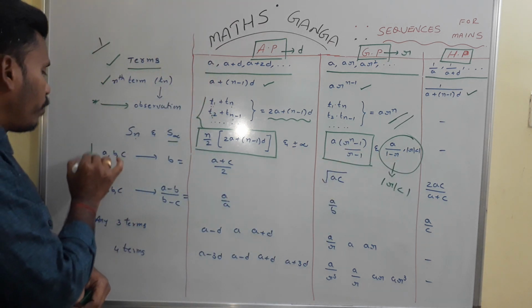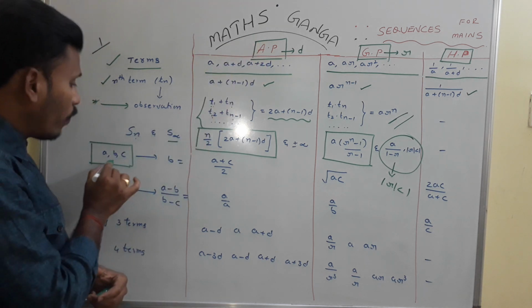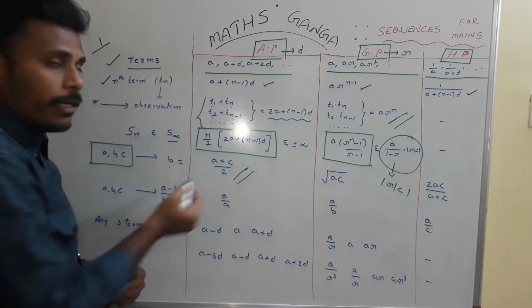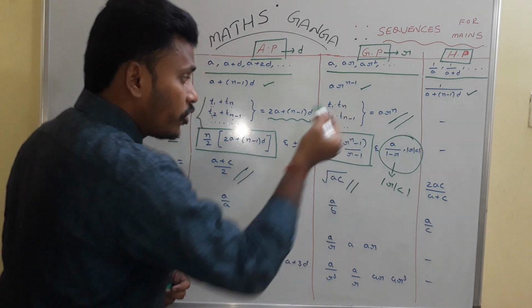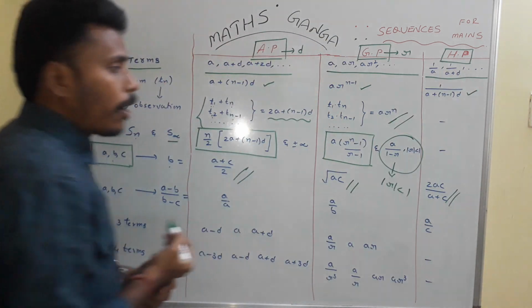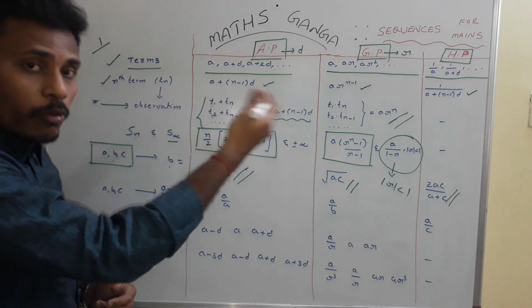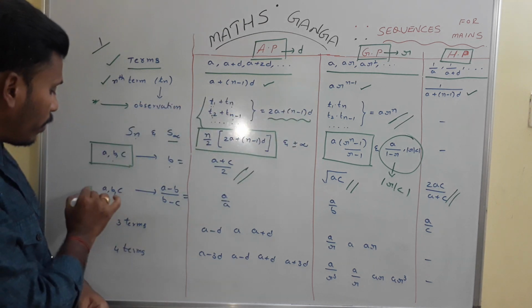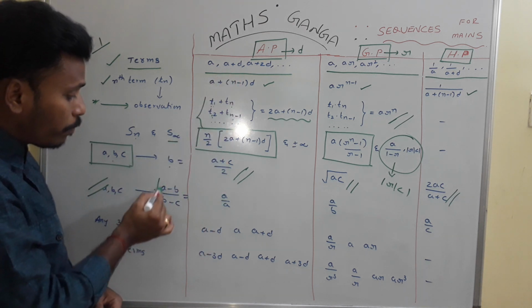If three terms a, b, c are in arithmetic progression, then the middle one b is (a plus c) by 2. In GP, b is root of ac, and in harmonic progression HP, b is 2ac by (a plus c), when three terms a, b, c are in the corresponding sequence. If three terms a, b, c are in the corresponding sequence like AP, then (a minus b) by (b minus c).